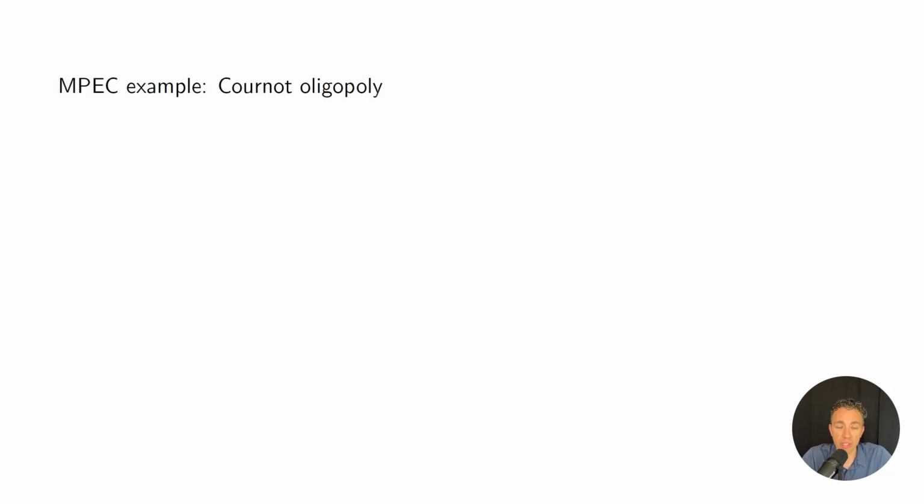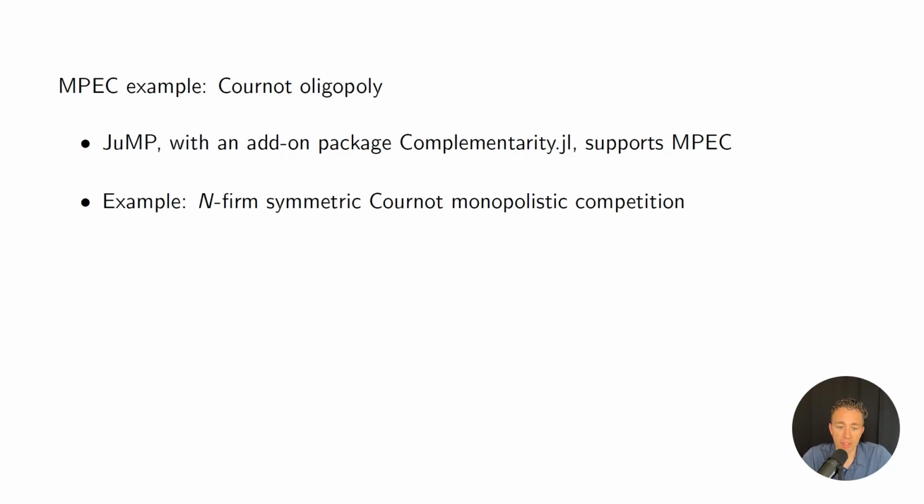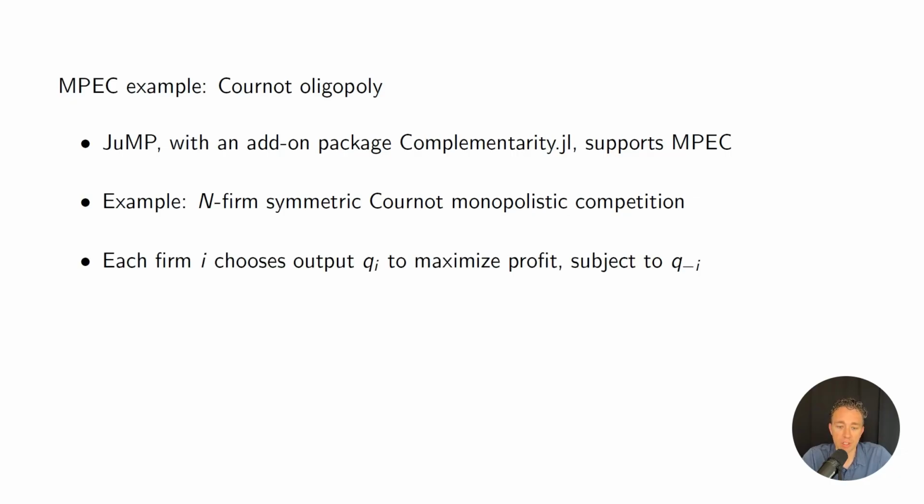Let's go through a Julia example that could use this MPEC concept to solve a very simple game theory problem, and that's the Cournot oligopoly, and more specifically the symmetric Cournot oligopoly. And there's an add-on package to JuMP called Complementarity.jl that's going to support this MPEC functionality. And we have an n-firm symmetric Cournot monopolistic competition problem, and each firm is choosing the output subject to their beliefs about what their competitors are doing. And then in equilibrium, the beliefs need to converge, and that's the definition of the equilibrium.